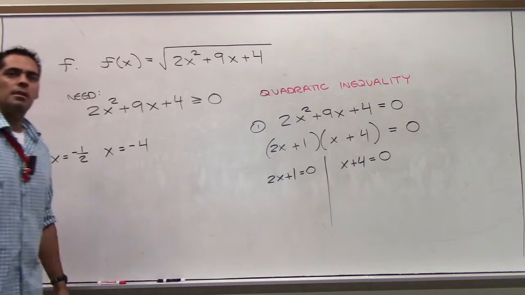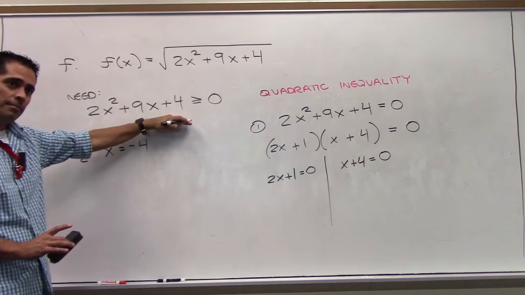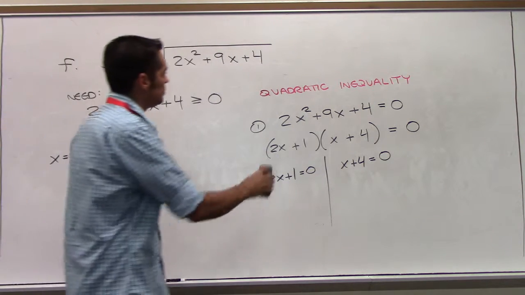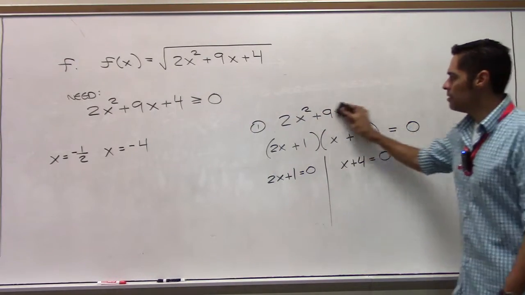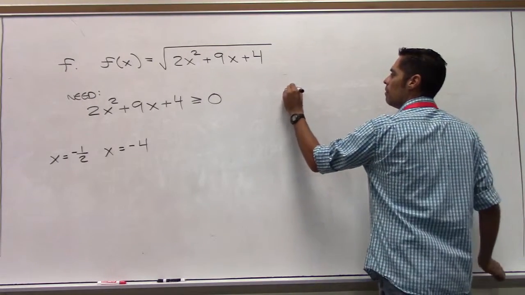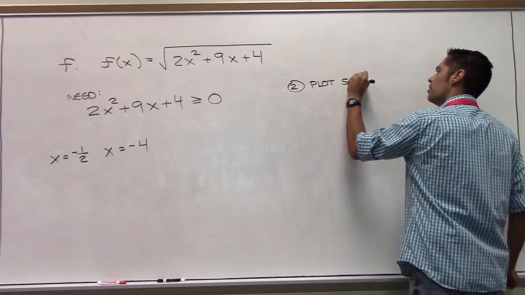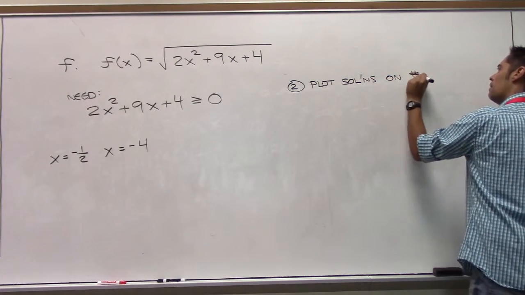Okay. We have not solved the quadratic inequality yet. All we have done is said where it's equal to 0, right? Step 2, after you find these solutions. Step 2. Can I erase this? Yes. All right. Step 2, plot solutions on a number line.